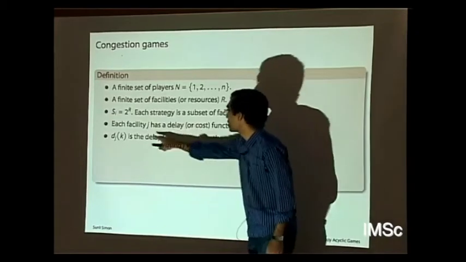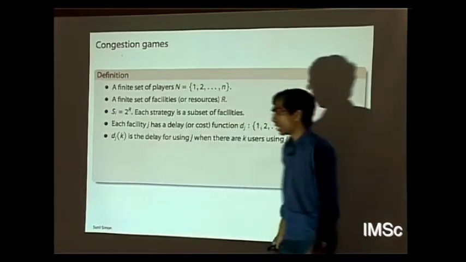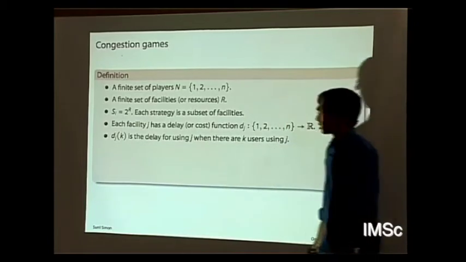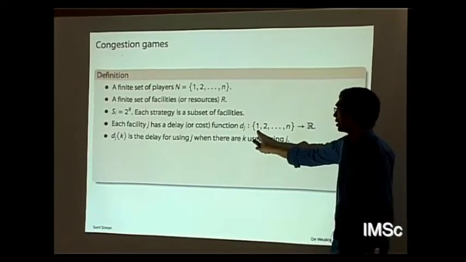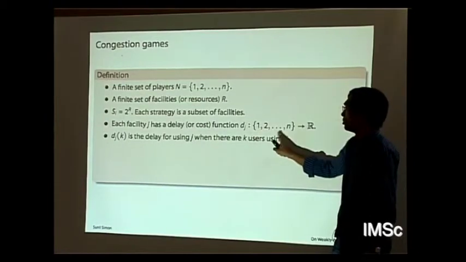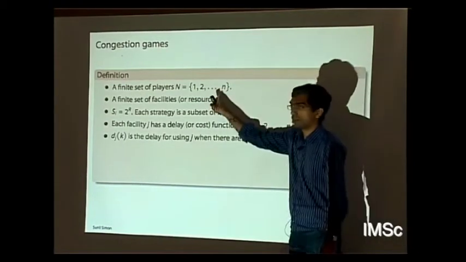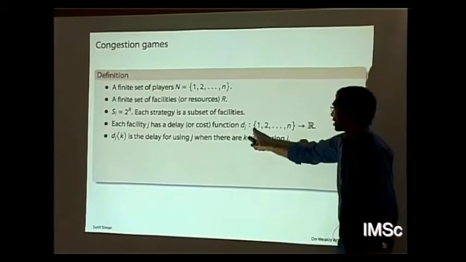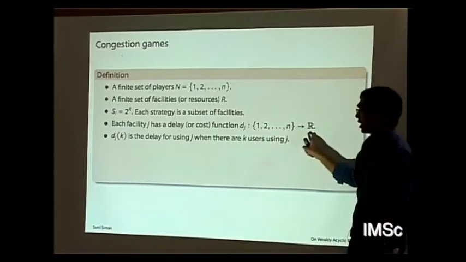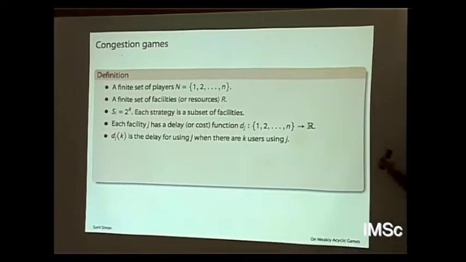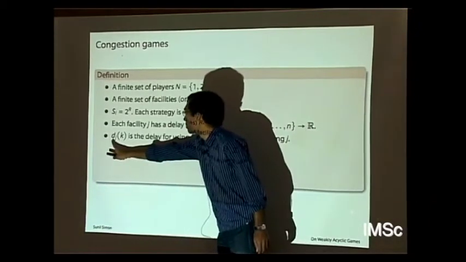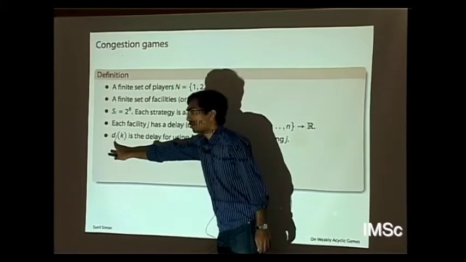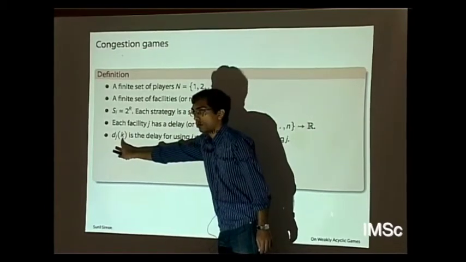So now the interesting part is this. Each facility j has a delay or a cost function associated with it. So it's a function dj which takes as argument some number between 1 and n, where n is the number of players, and returns a real number. Okay, so what's the idea? The idea is, suppose you have dj of k. j is a facility or a resource. k is some number between 1 and n.